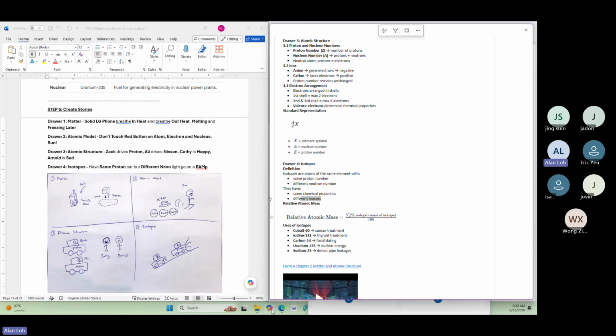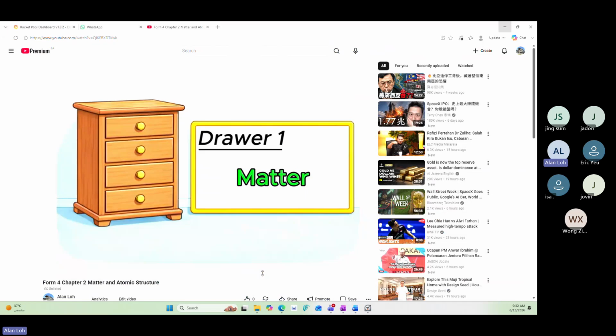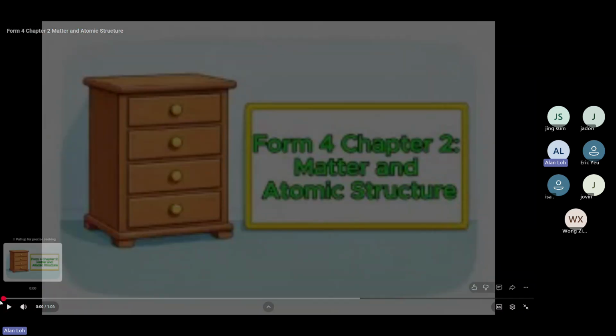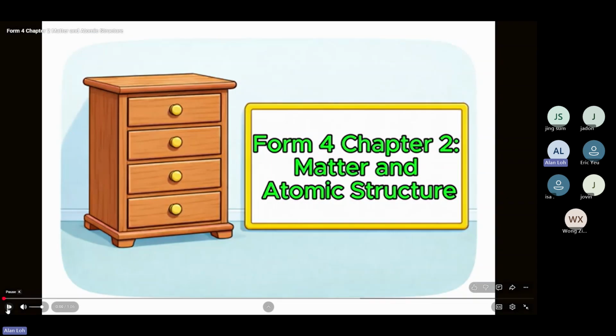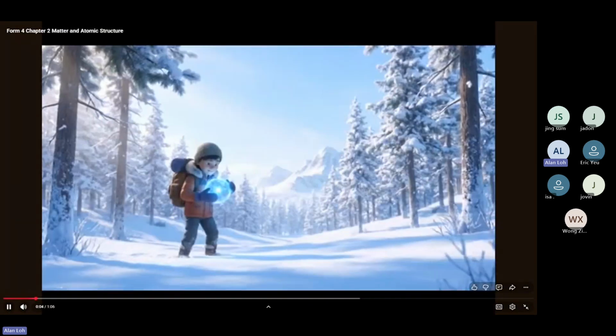Let's watch the story. Okay, I'll start from the beginning. It's only 1 minute. Okay, there is the main story. Let's start now. Form 4 Chapter 2, Matter and Atomic Structure.